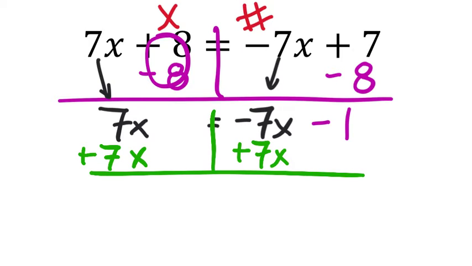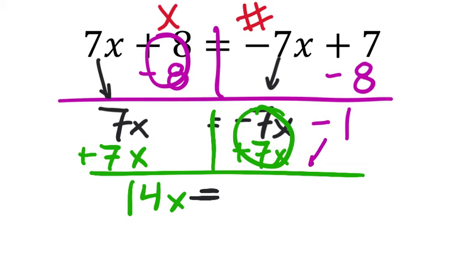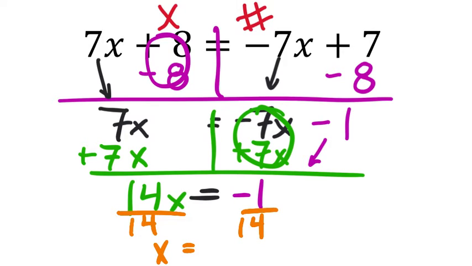So on the left, 7x plus 7x, that'd be 14x. This will equal negative 7x plus 7x, that'd be 0x, or nothing left. And then I'm going to drop this negative 1. Well, you can see everything's placed accordingly. We have x's on the left, numbers on the right. So the last thing we've got to do to solve this is divide both sides by the coefficient. That's 14. And then we end up with x equals negative 1/14.